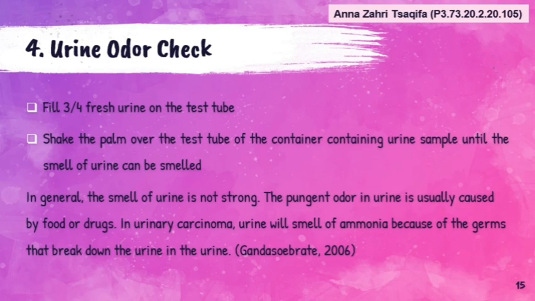Urine odor check. Fill three-quarters of a test tube with fresh urine. Wave your palm over the test tube containing the urine sample until the smell of urine can be smelled. In general, the smell of urine is not strong. A pungent odor in urine is usually caused by food or drugs. In urinary tract infection, urine will smell of ammonia because of the germs that break down the urine.